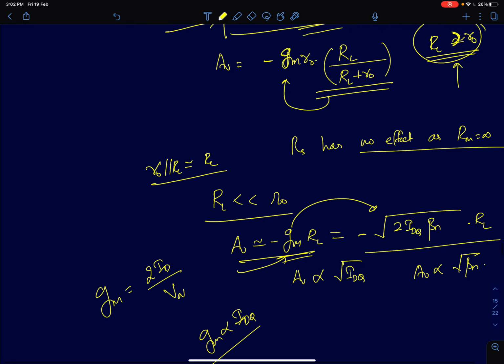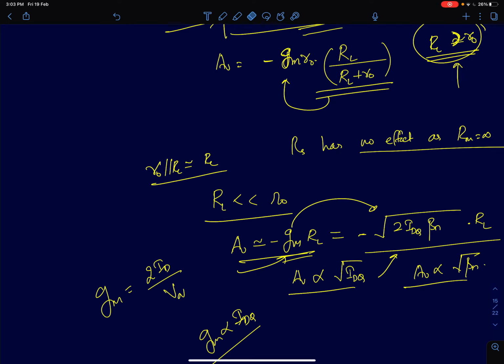So now if you see your GM, your intrinsic gain, the loaded gain does have a dependence on the drain current and the W by L ratios. So now you can see that by increasing the drain current, you can actually increase the voltage gain. Okay, so that's what this equation is telling us.